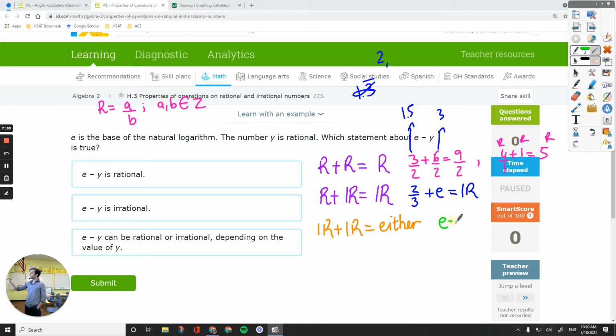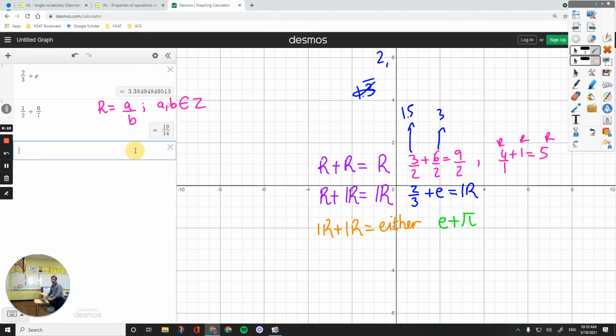Let's say we are adding e and pi. Both of these are irrational. Let's see what happens. e plus pi. Let's see if the answer is rational in this case or irrational. So e plus pi. By the way, on Desmos, if you just type p and i, it turns into the symbol. Just an easier way to type pi. And then that's my answer. Looks like it ends, right?